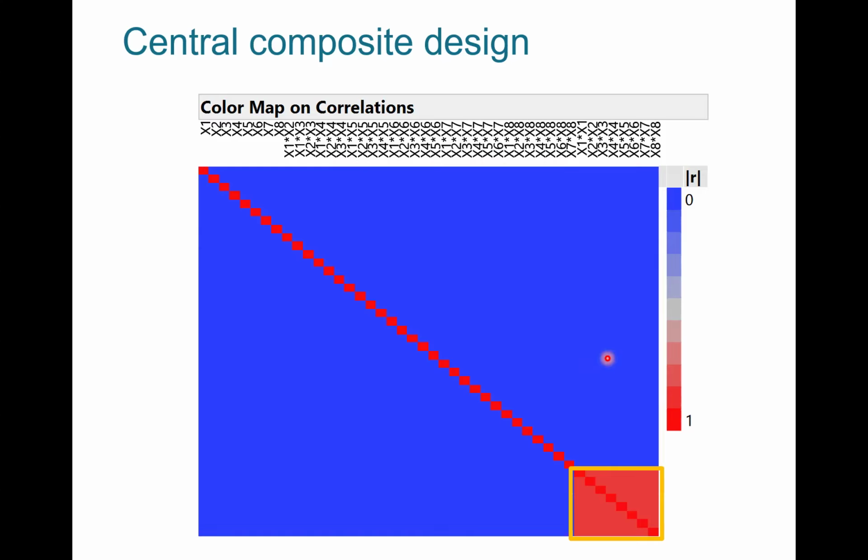The only thing where it's not so perfect is between the quadratic effects. So there is some correlation between the squares of the X's that is unavoidable. Squares of X's tend to be correlated. But the most important news is that the majority of the color map here, the largest part of the color map, is perfectly blue.